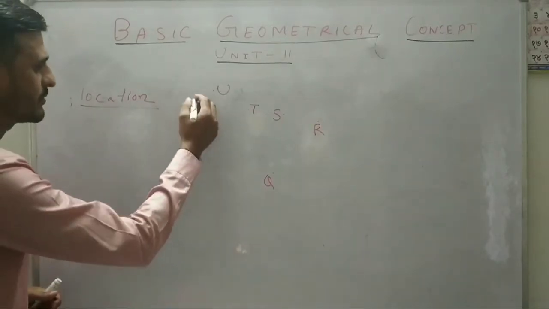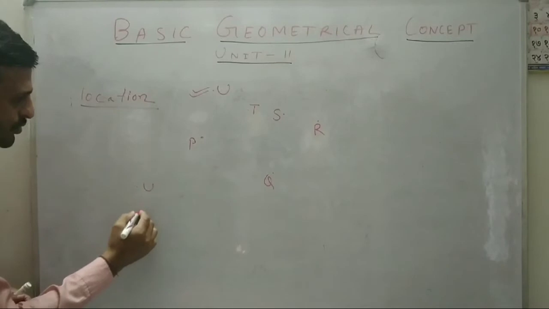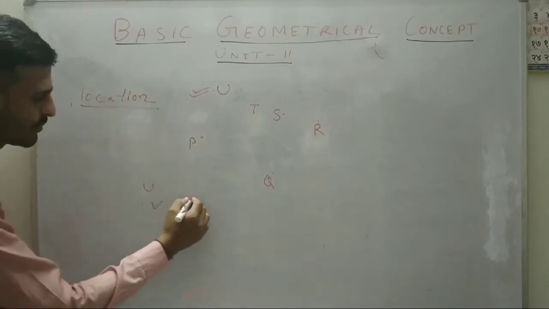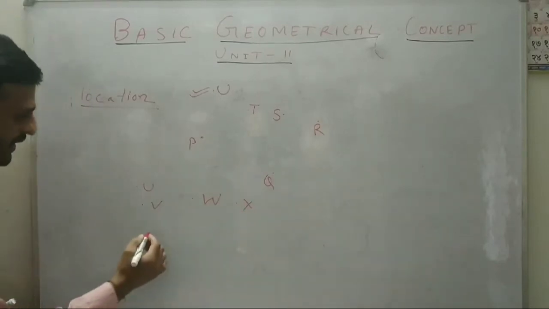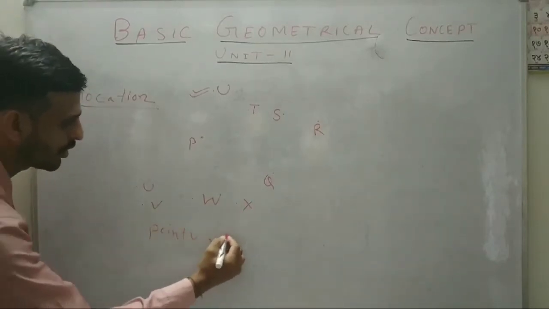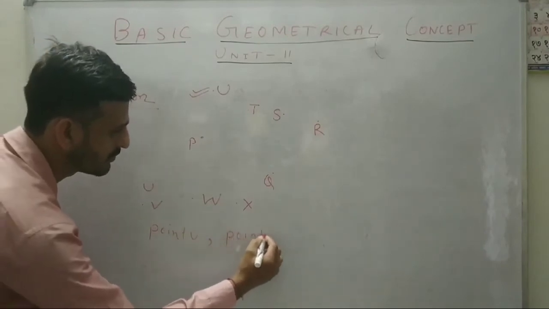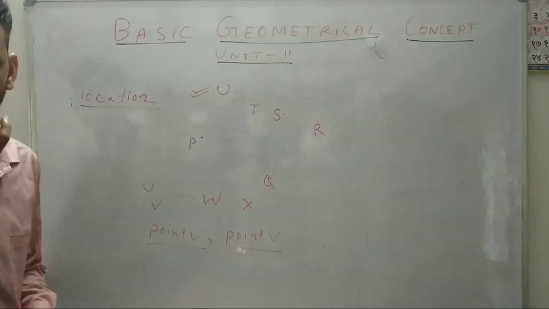And as I have told you, a point is always named, like point U, point V, point W, point X, or you can write it as point U or point V, in this way. So this is called a point.